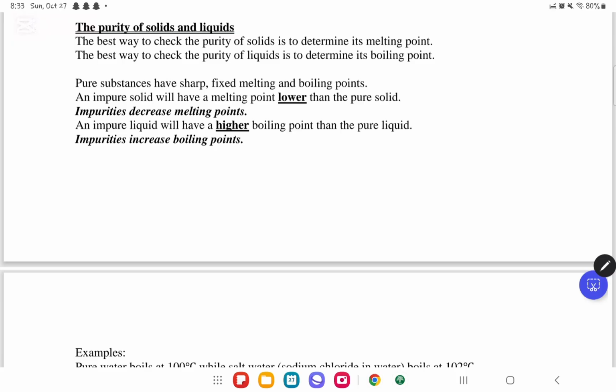If you want to check if this water is pure, boil it. Does it boil at 100 degrees Celsius? If it does, it's pure. If it doesn't, then it's not pure. So pure substances have sharp, fixed melting and boiling points.